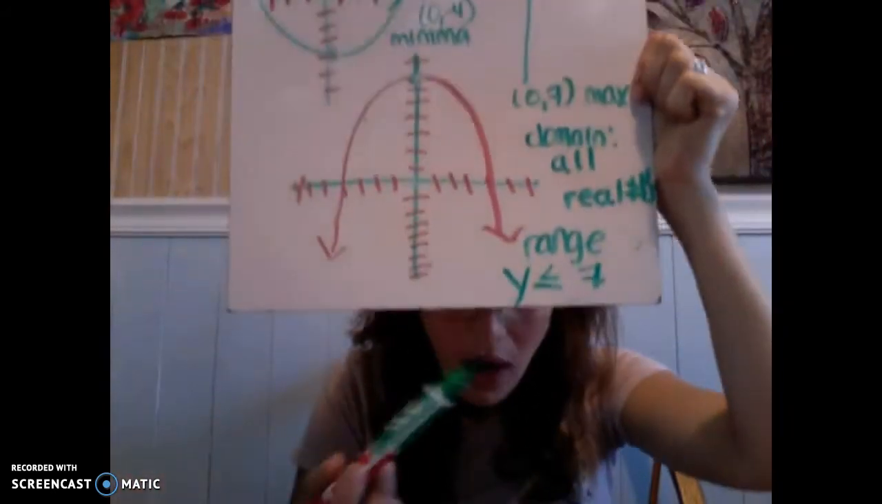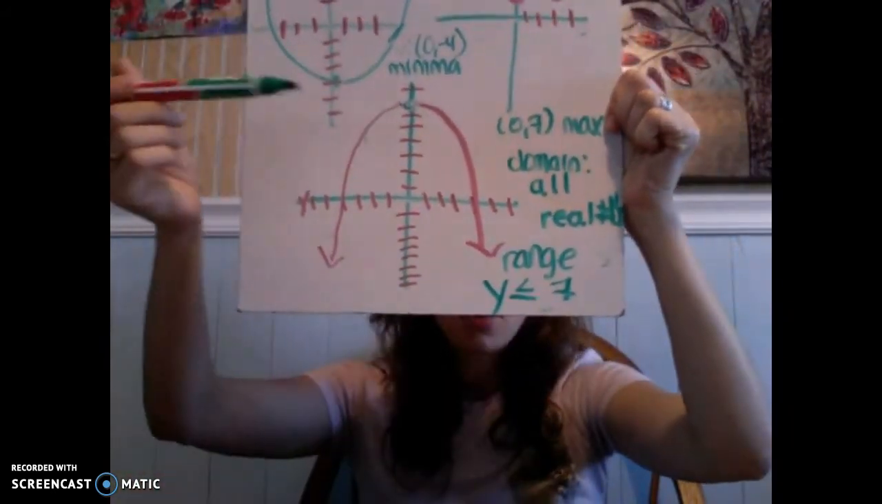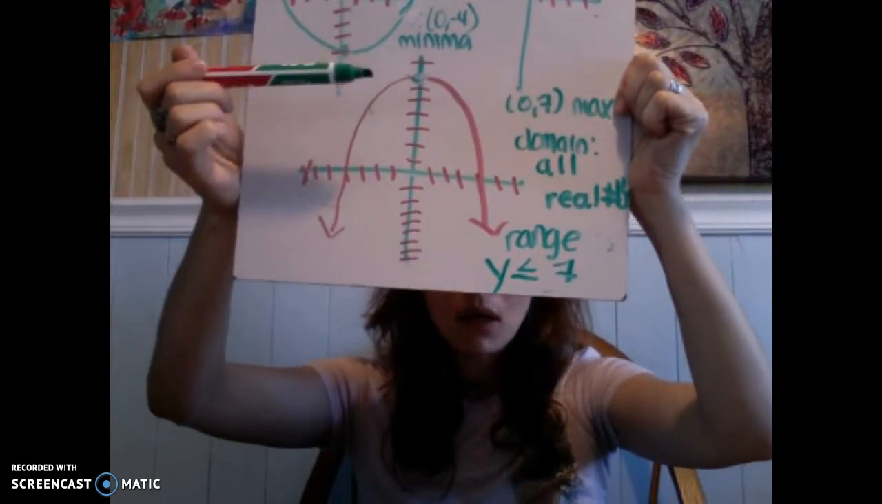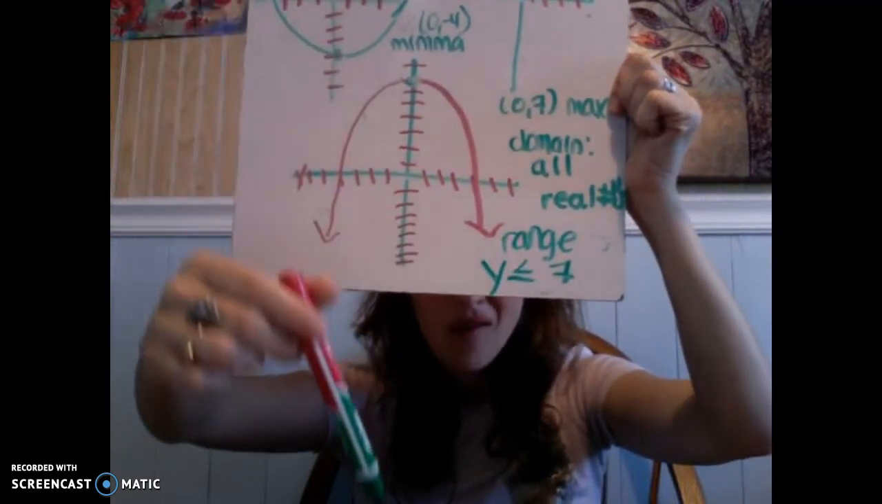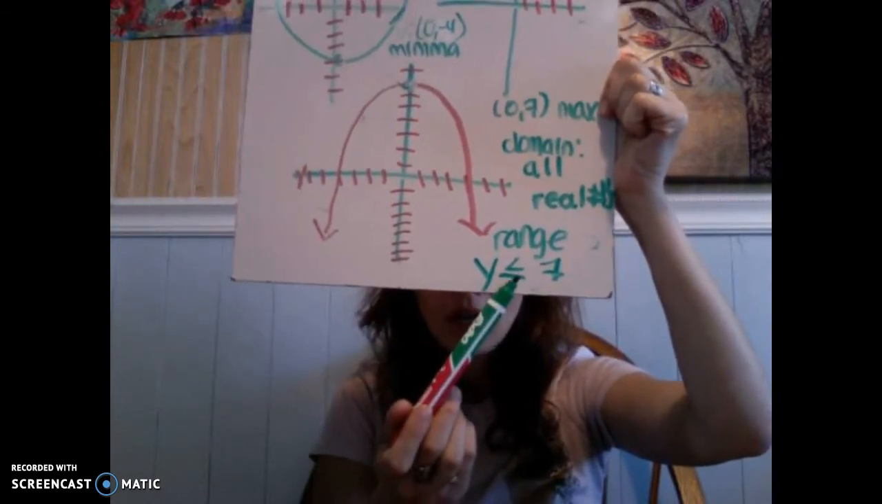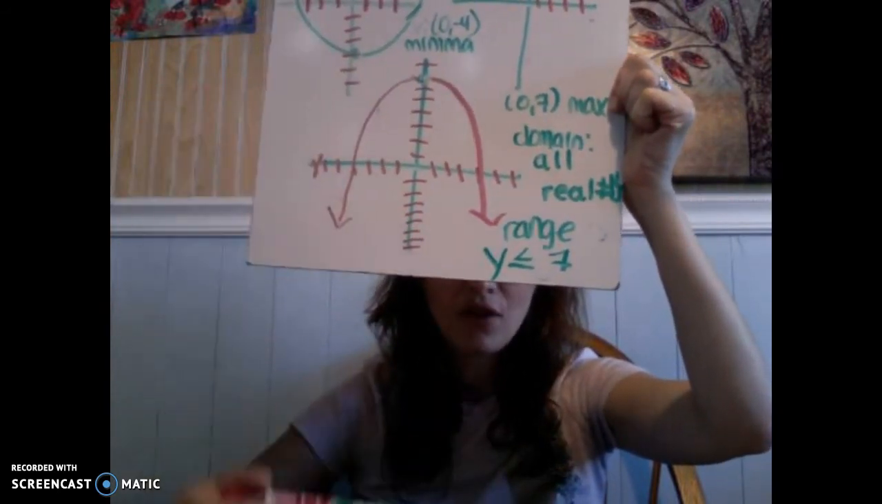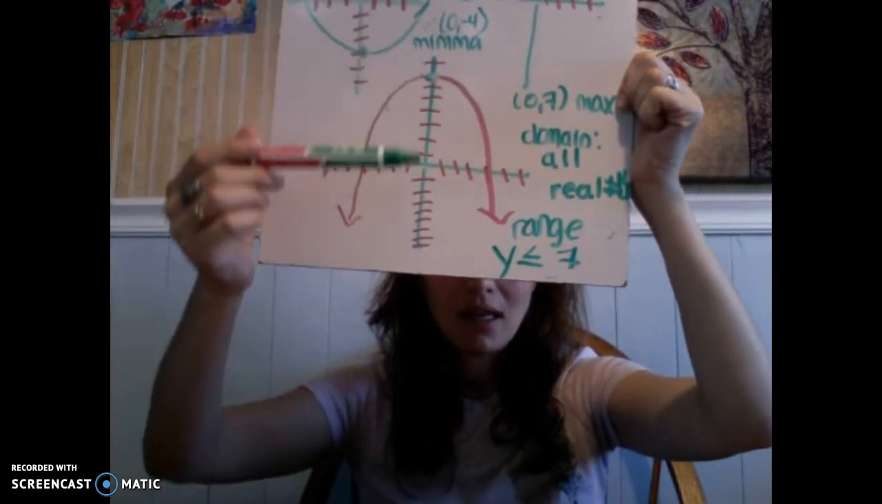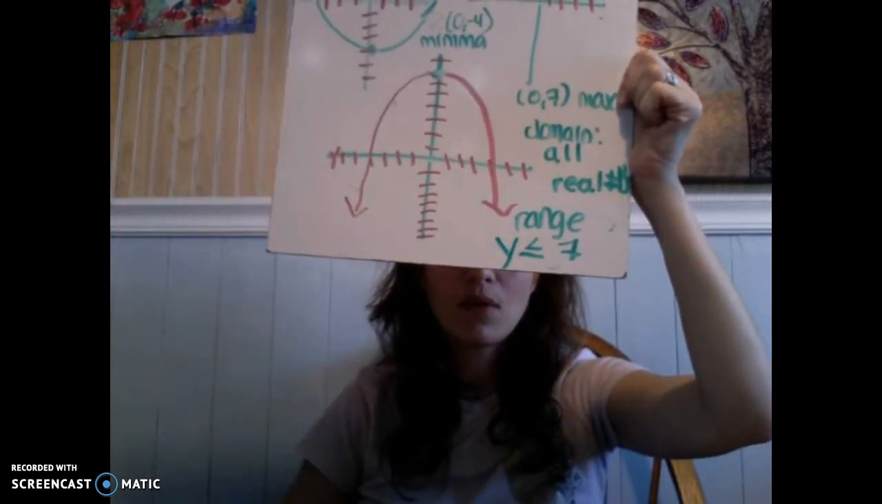Go ahead and take a look at that and let it sort of resonate for you. Why are we doing this? Because notice right here, there is my maximum, but this graph is going forever down and forever left and right. So that means my range can go from this 7 forever down. So y is less than or equal to 7 because it's going to keep going down.